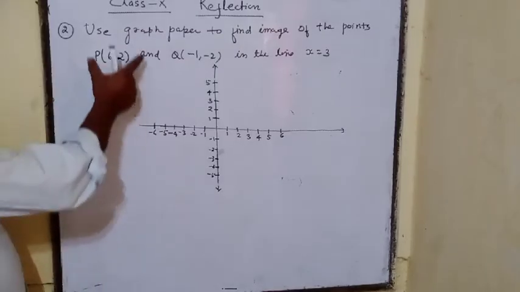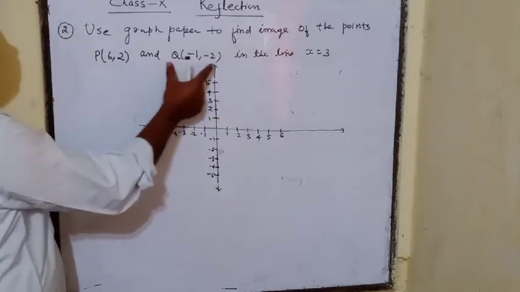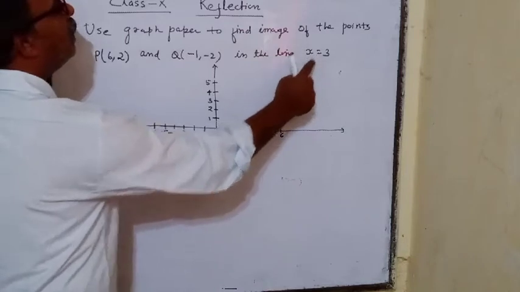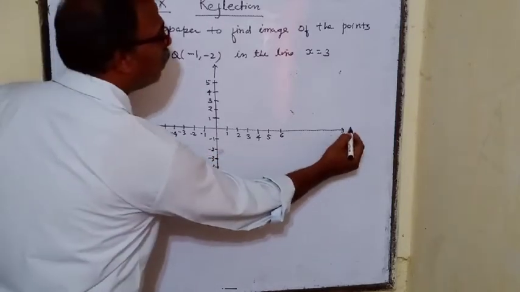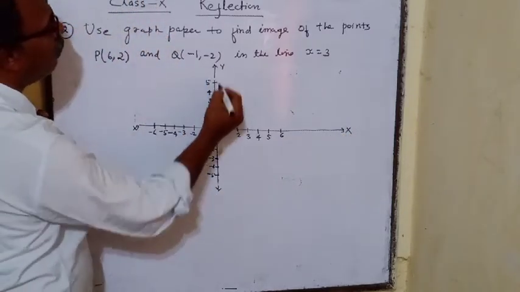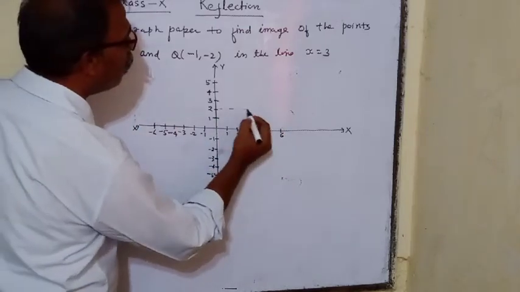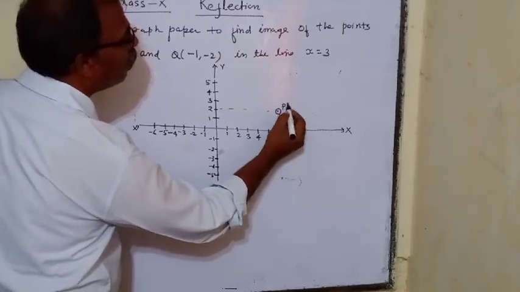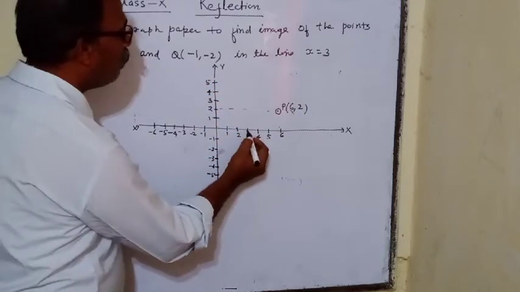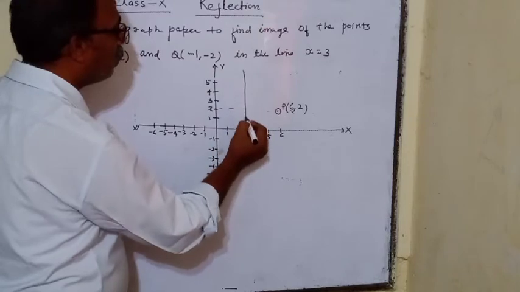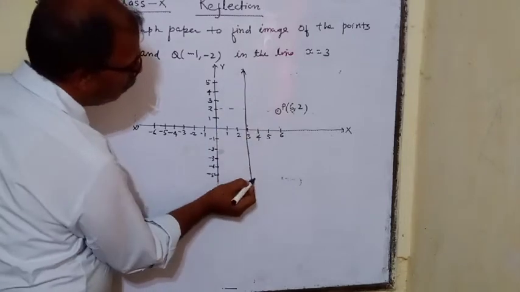Second question is, you have to use graph paper and find the image of P and Q in the line x is equal to 3. So I have plotted x axis and y axis. This is x x dash. This is y y dash. First we'll plot (6, 2). So (6, 2) will be here. It's a reflection we have to see in the line x is equal to 3. This line will be parallel to the y axis. This is x is equal to 3. So this line will be like this.